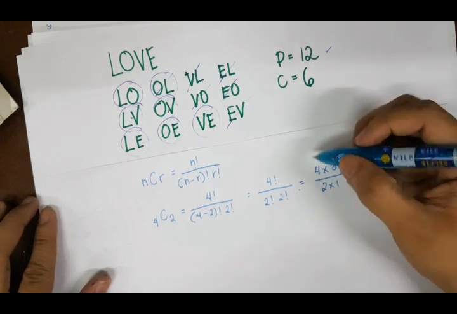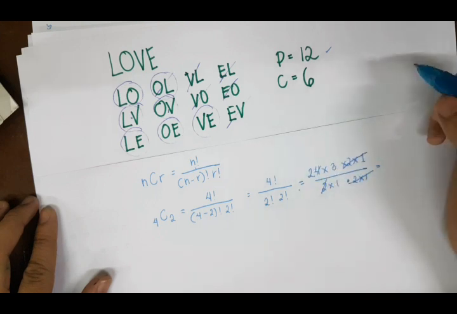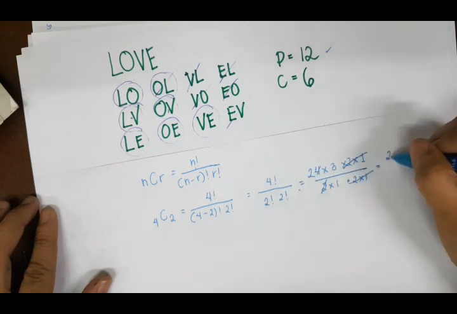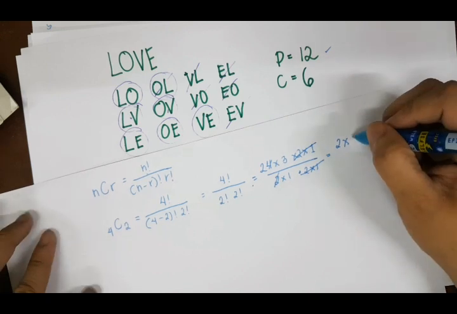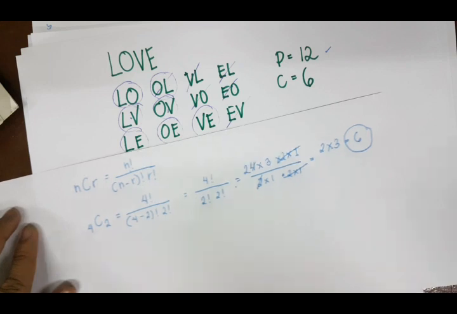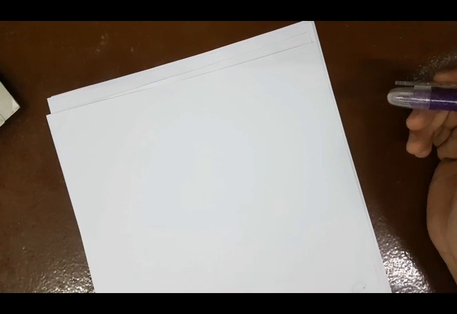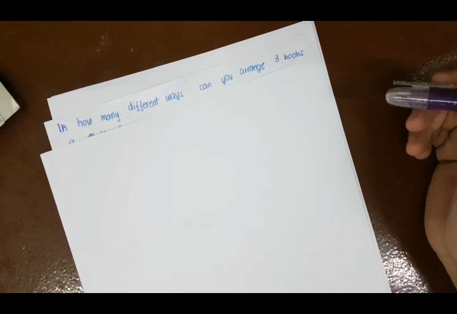Let's observe, 4 divided by 2 is just 2. So we are left with 2 times 3, and 2 times 3 is equal to 6. So there are 6 combinations when you are going to take 2 objects at the same time. Now you already understand how to solve permutations and combinations using the listing method and using the formula. And now let's work on some problems here.